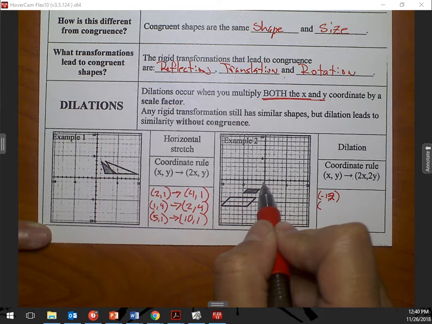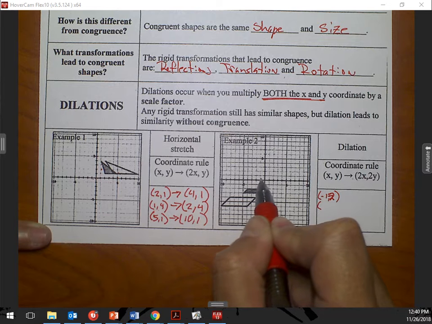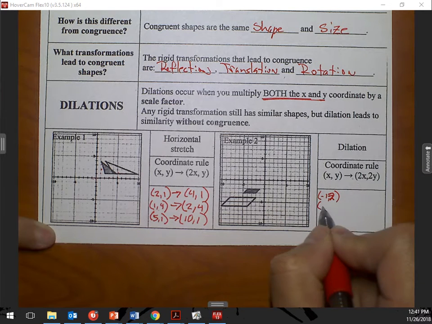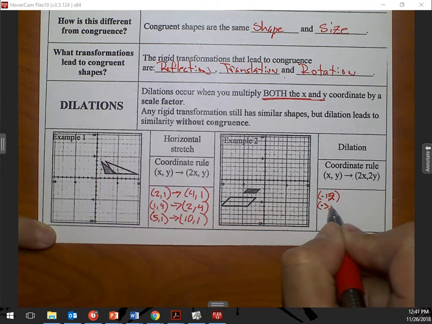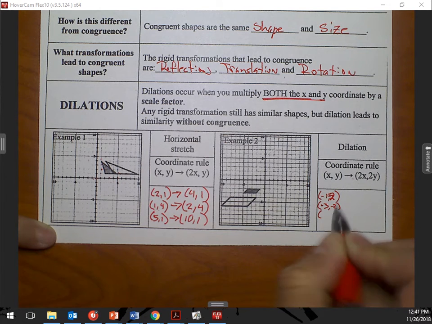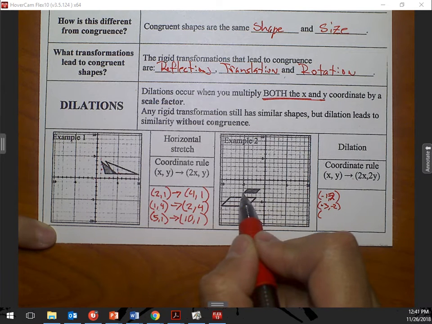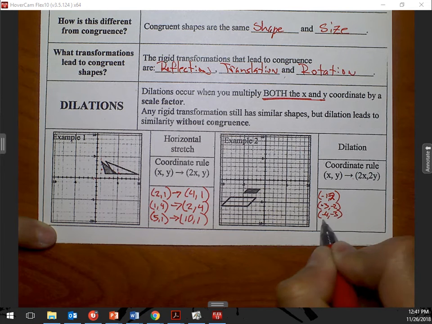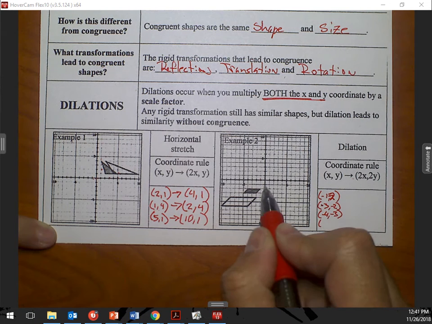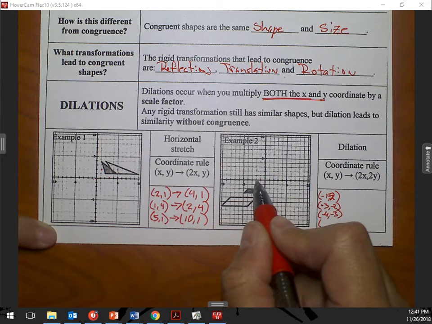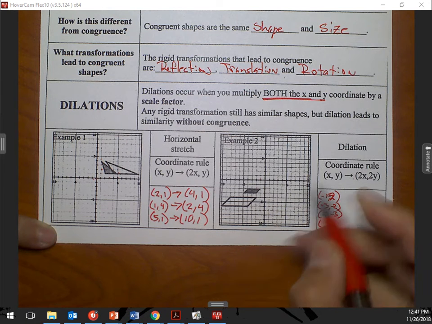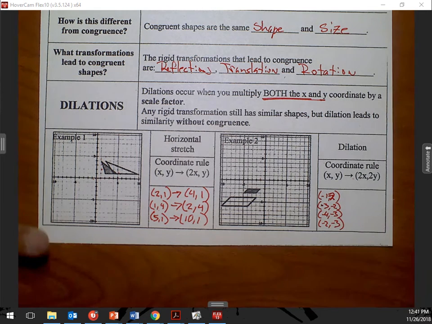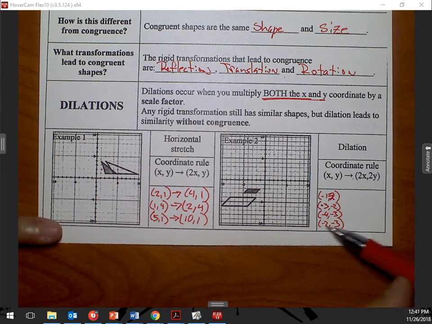Let's see if I can get them all here. The next point is -3, -2. The next one is -4, -3. And my last one is going to be -2, -3.